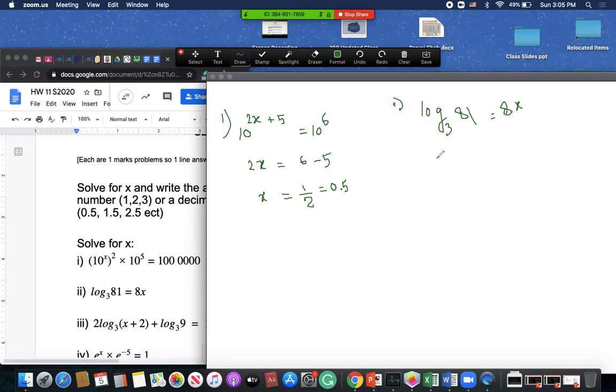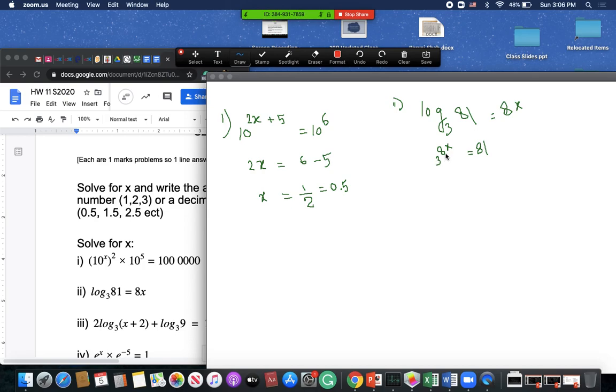This conversion will become 3 to the power 8x equals to 81. This is how we convert from exponent to logarithm. Base remains the base, this is the power, and this number goes to the other side. This is how we can convert exponent and logarithm from one another.